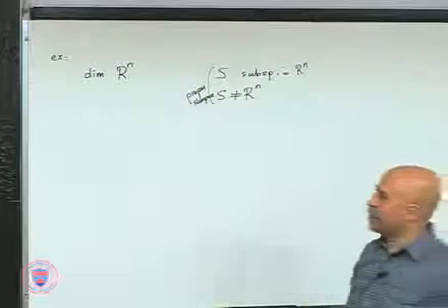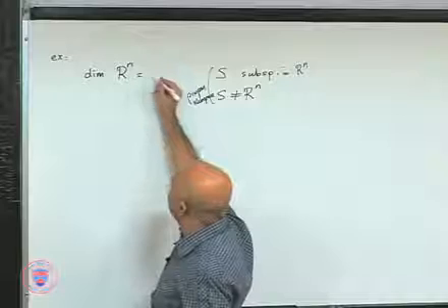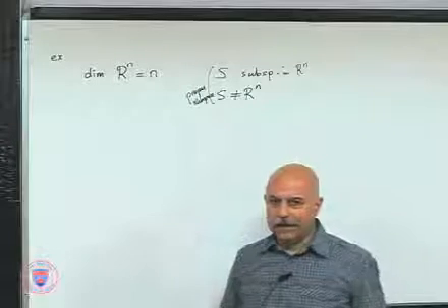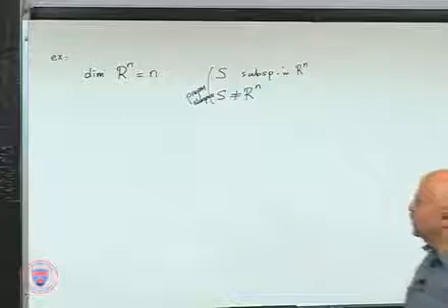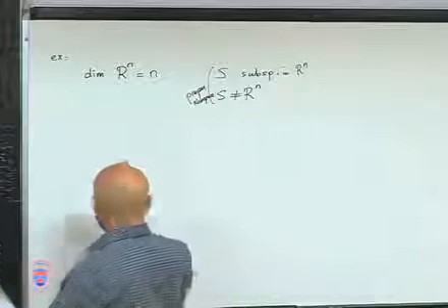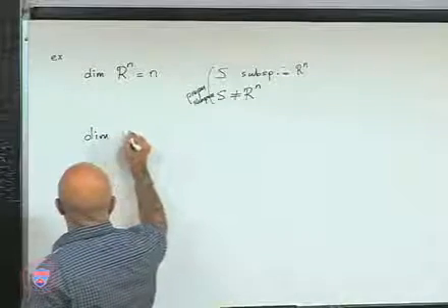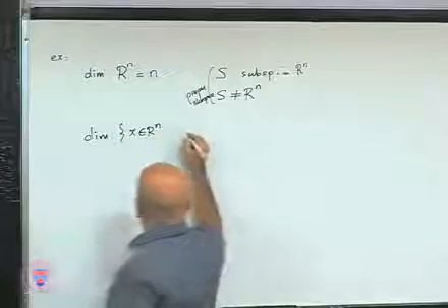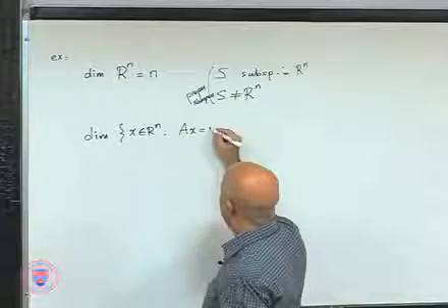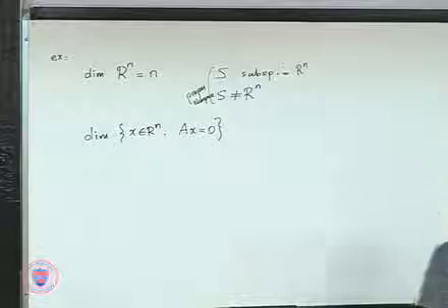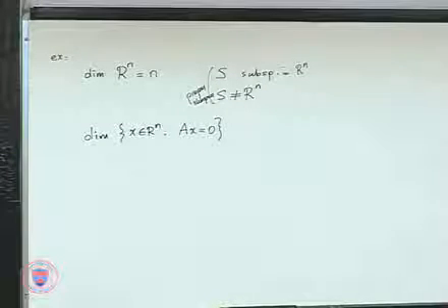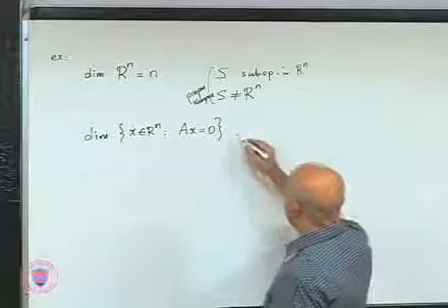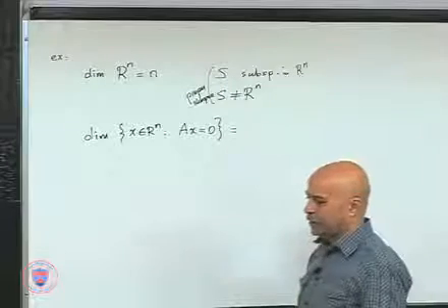It's the space itself. What's the dimension of this? N. Okay? You need n linearly independent vectors, and you generate every possible vector in Rn by having those. What about the dimension of, for example, the set X in Rn, where X is a solution to the homogeneous system Ax equals 0. A is an m by n matrix. Okay? What's the dimension of this? Anybody?